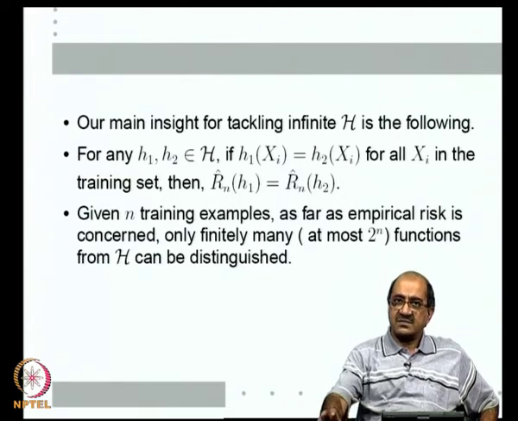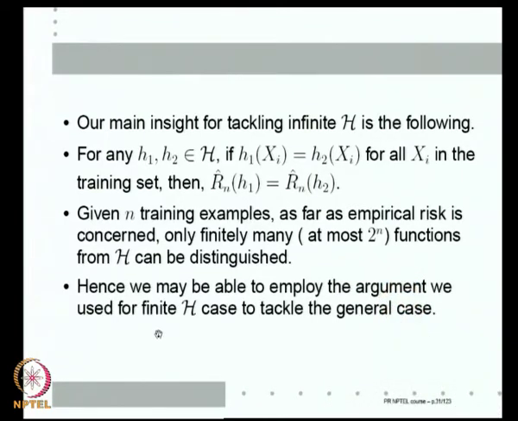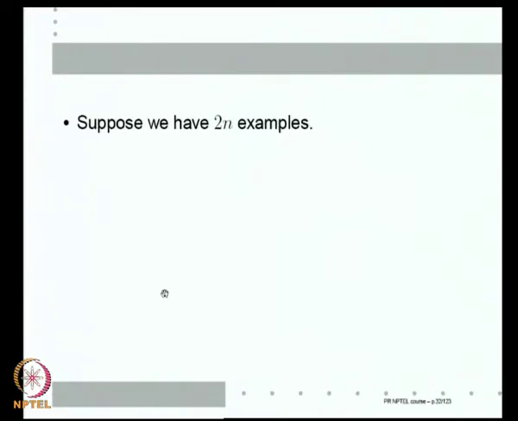Which means we can use the same arguments as in the finite H case to tackle the general case, because we are ultimately looking at only empirical risk, and empirical risk can distinguish only among finitely many functions. So, even though the supremum is over all the infinitely many functions in H, because R hat n can distinguish only among finitely many functions, we should be able to employ the argument that we use for the finite H case. Okay. So, this is what we are going to do.